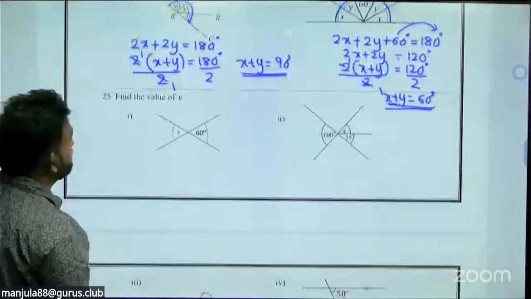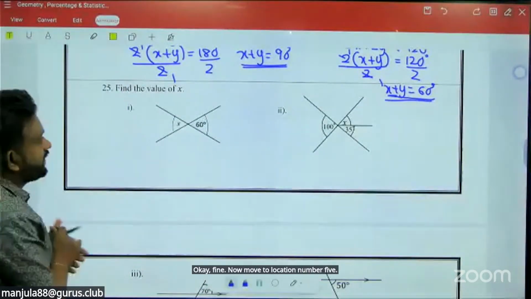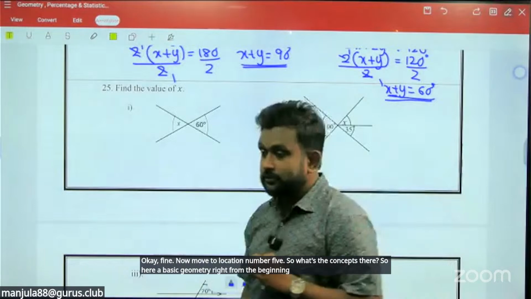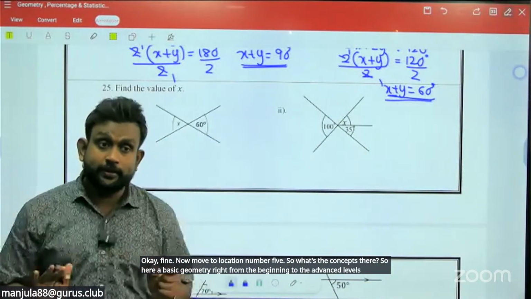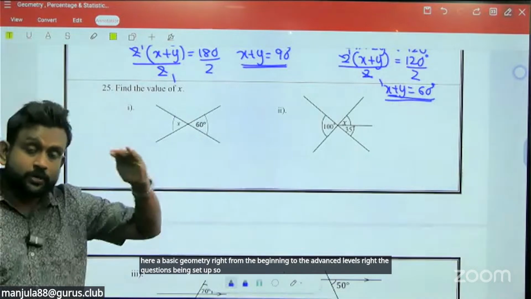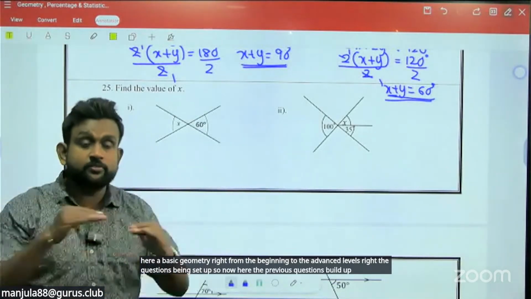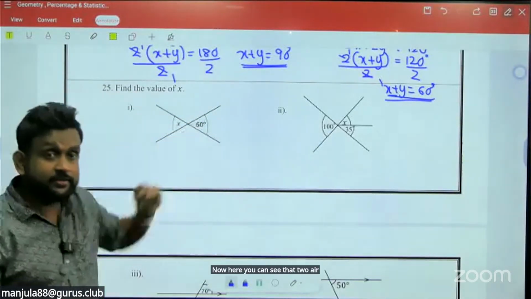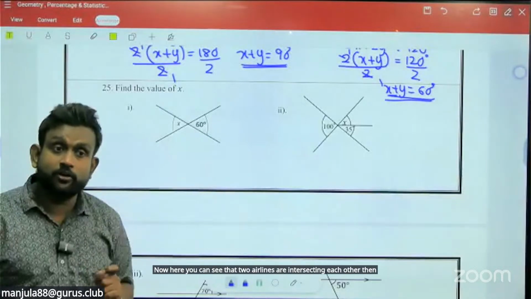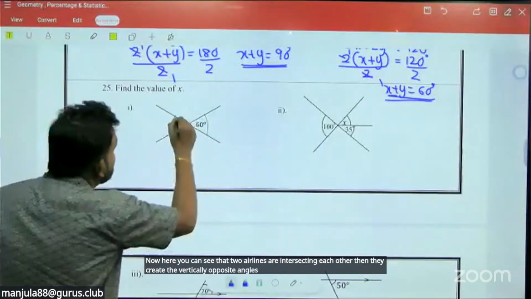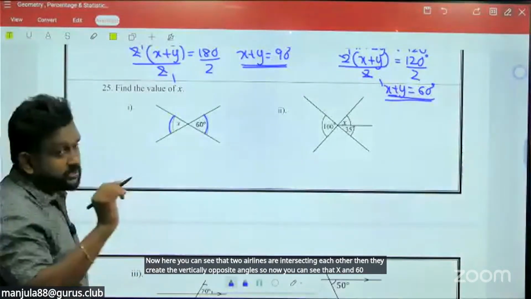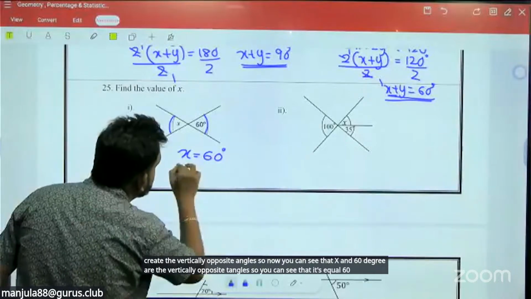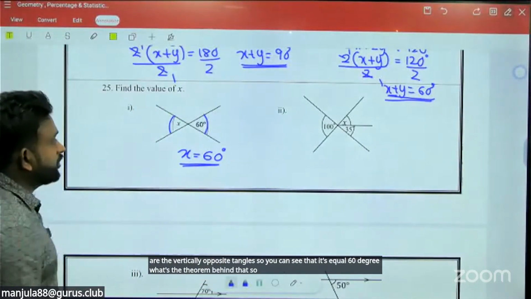Now move to question number 5. So what's the concept there? Here, basic geometry, right from the beginning to the advanced levels, the questions are being set up. The previous questions built up on the theorems, the angles on a straight line. Now here you can see that two lines are intersecting each other, then they create vertically opposite angles. So x and 60 degrees are the vertically opposite angles. So you can see that x equals 60 degrees. What's the theorem behind that? The vertically opposite angles.